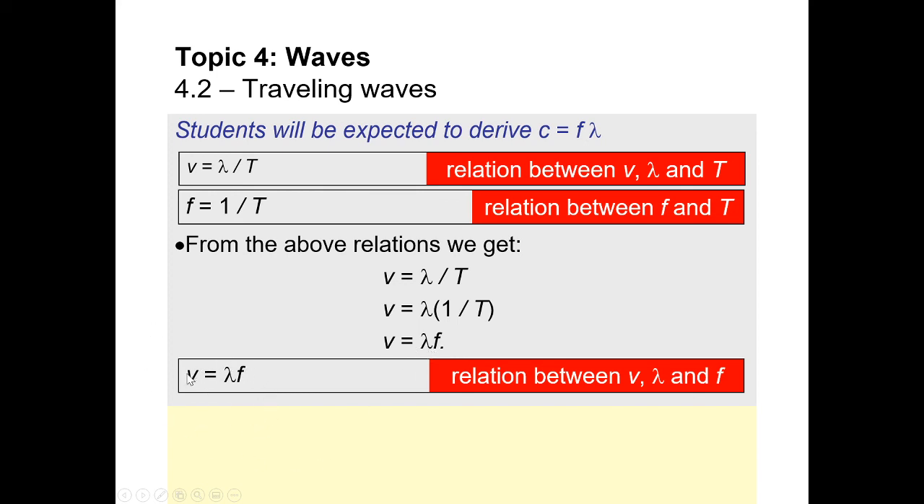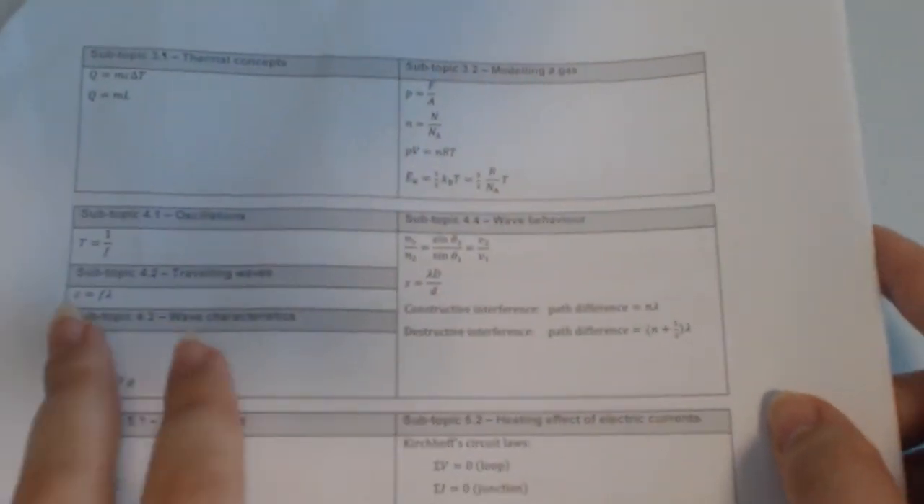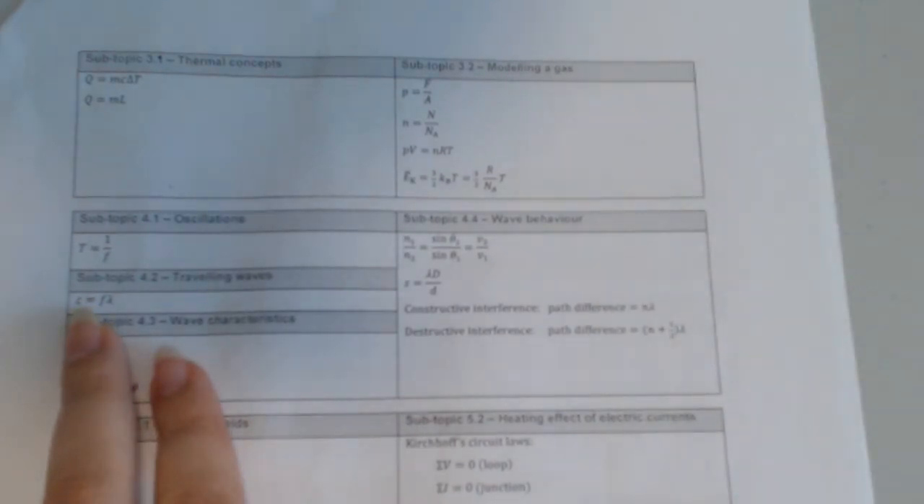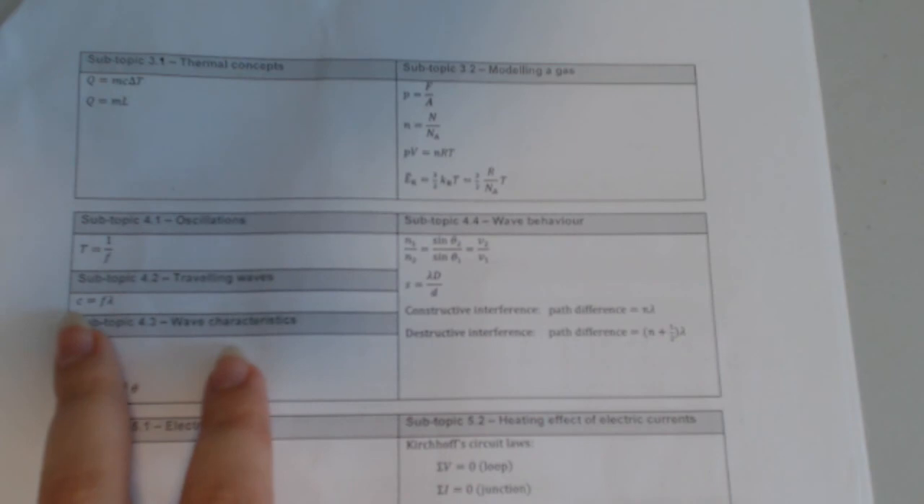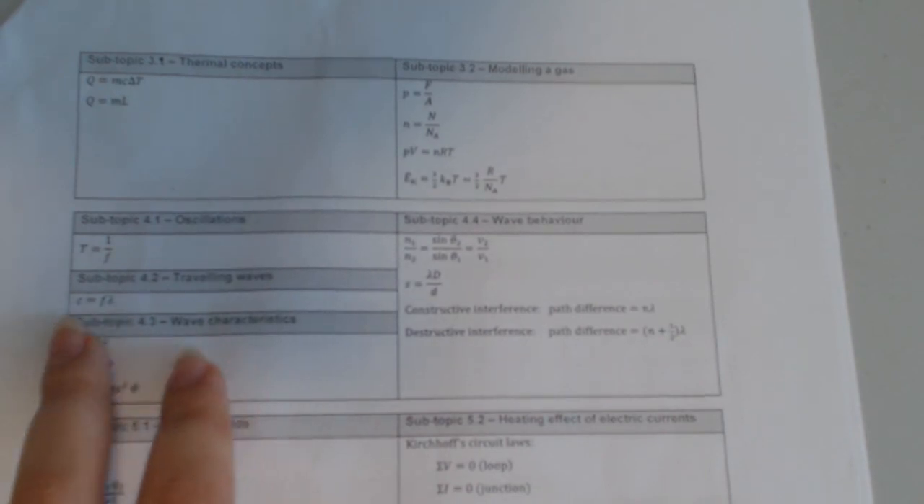This equation right here is called the universal wave equation. Now in your data booklet, if you just pause for a second, let's go back to the data booklet. In box 4.2, there's a very similar formula, except instead of v equals f lambda, it's c equals f lambda. It's the same formula. c and v both represent wave speeds.